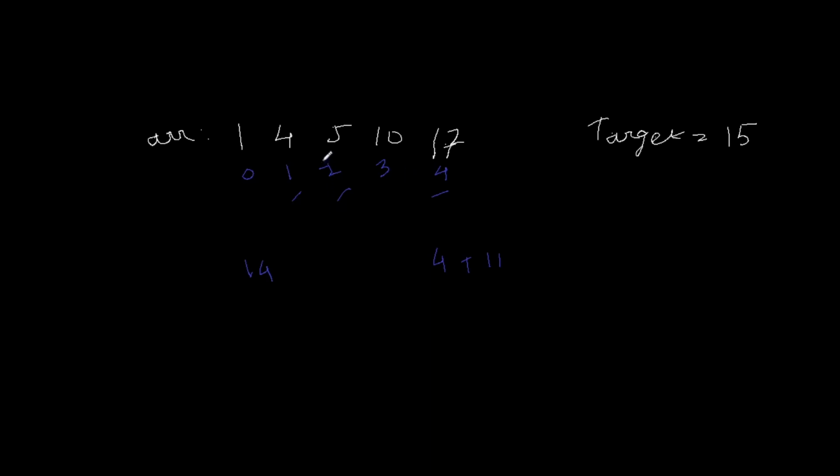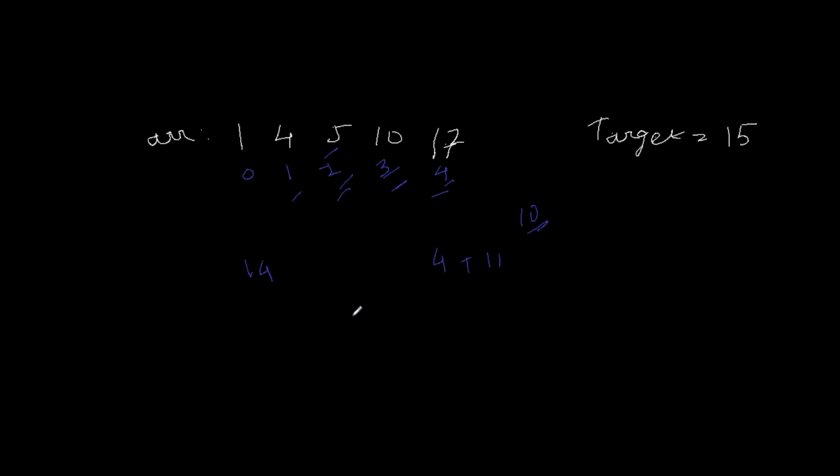Now we move to number 5. The number that is needed to be added to 5 to get 15 is 10. So we check the range 3 to 4. We see that 10 is present in the range, hence we return the indices 3, which is the index of 10, and the index of the current element, which is 2.